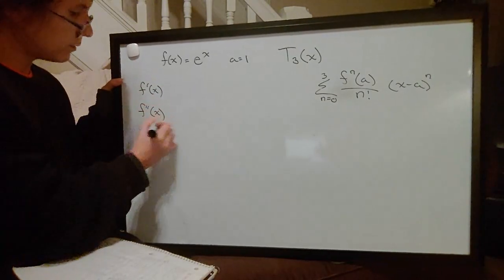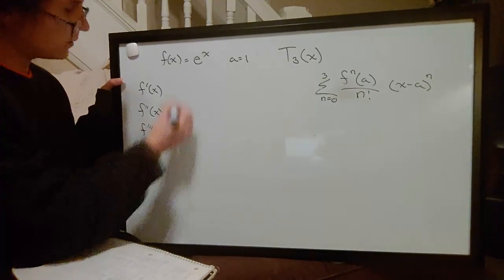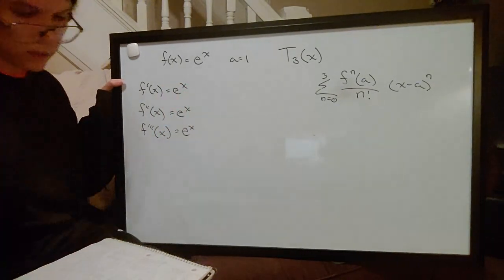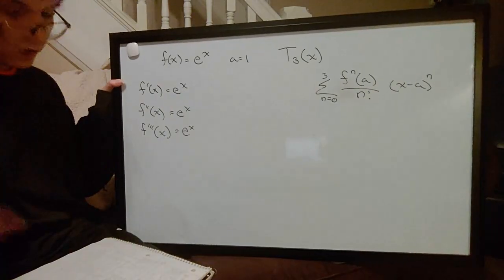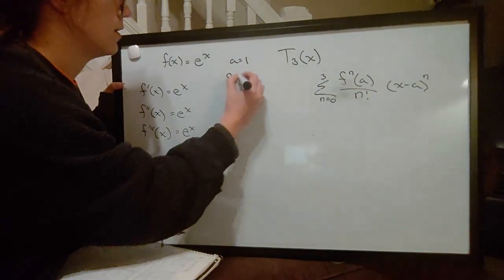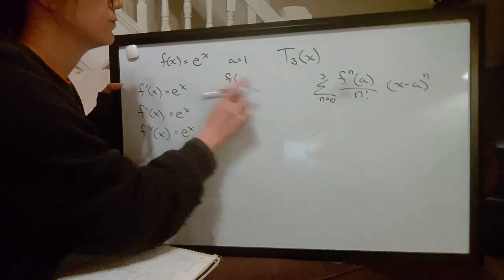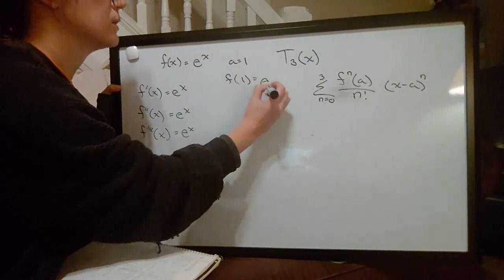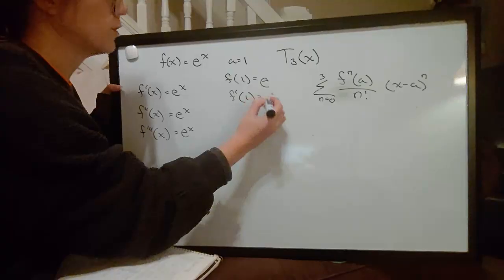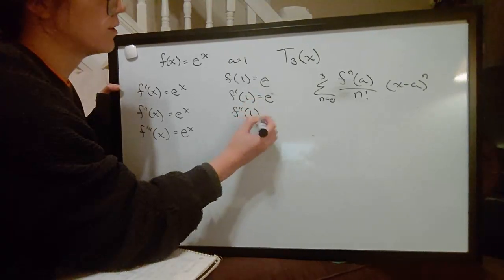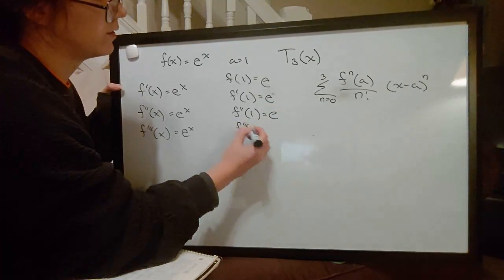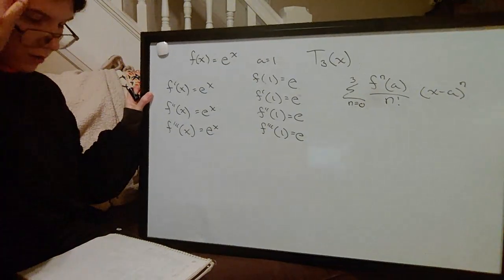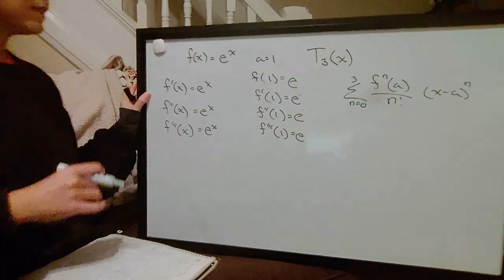F prime, double prime, triple prime. It's going to be e to the x, e to the x, e to the x. Love these. Our a is going to be 1. So our regular function is going to be e to the 1, which just ends up being e. Our first derivative is going to also be e. Our second derivative is also going to be e. And then our third derivative is also going to be e. We love that.